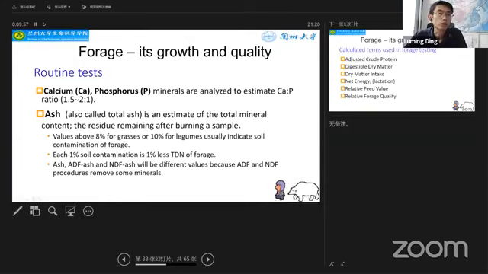Ash, which we also call total ash or crude ash, is an estimate of the total mineral content, the residue remaining after burning a sample. Ash values above 8% for grasses or 10% for legumes usually indicate soil contamination of the forage. Each 1% of soil contamination is 1% less of total digestible nutrients of forage. So ash, ADF ash, and NDF ash will be different because ADF and NDF procedures remove some minerals.